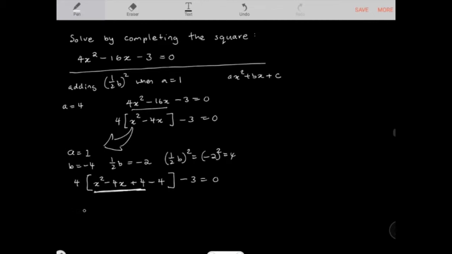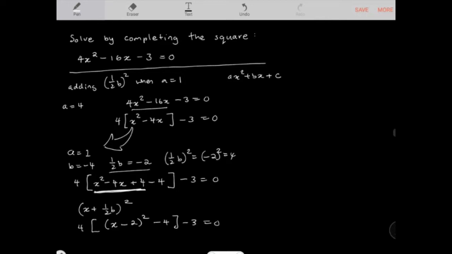We can factor a perfect squared trinomial in the form of x plus 1/2 b squared, right? So in this case, 1/2 b here is, as we wrote down, negative 2. So we can replace this perfect squared trinomial that I underlined here with x minus 2 squared. So all of this is basically this, minus 4 minus 3 is equal to 0.